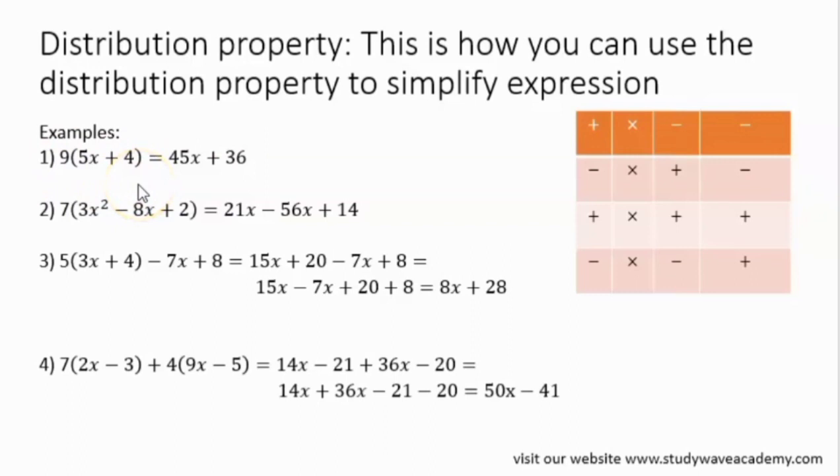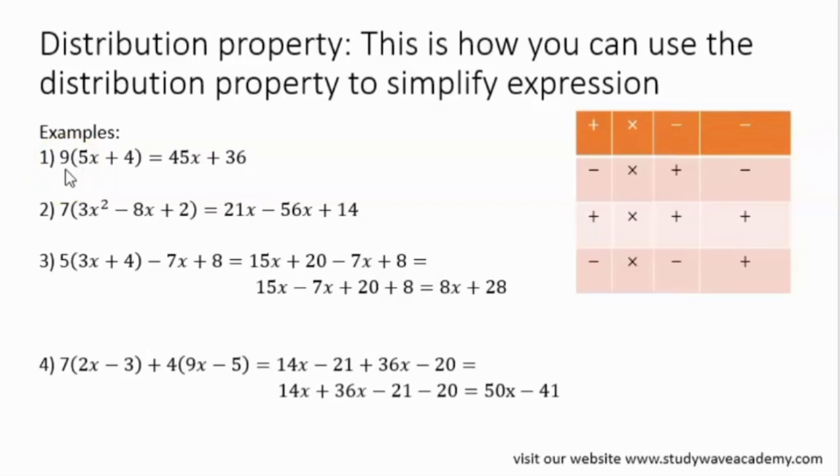Okay, now we're going to try some examples. We have here number 1, 9 bracket 5x plus 4. We are to simplify this equation. Like I said, the first step is to use the number outside. We have number 9 outside to multiply the numbers inside the bracket. So we have to do 9 times 5. Since it's a bracket, it's multiplication we are going to be doing. So it's 9 times 5x.